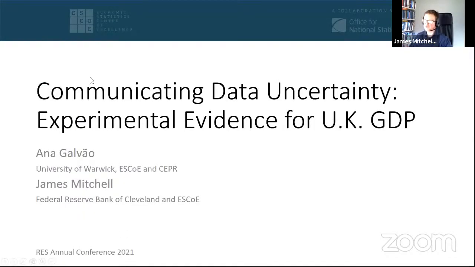Hopefully everyone can see this slide pack. As I say, I'm James Mitchell, and today I'm going to summarise work that Anna Galvao and I have been undertaking over the last couple of years. And as alluded to earlier, like Johnny's research, this project is also ESCO supported. I should also add the standard disclaimer that these views are our own, not those of the Federal Reserve Bank of Cleveland or the Federal Reserve System.